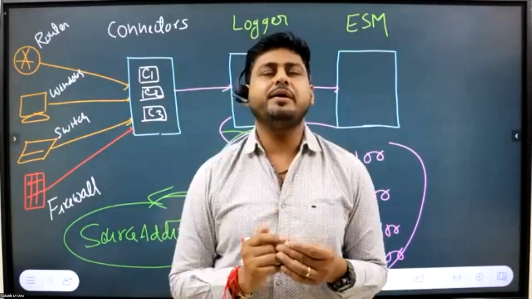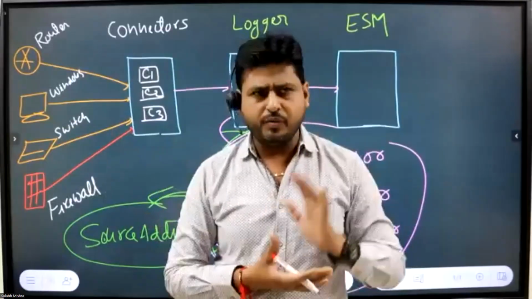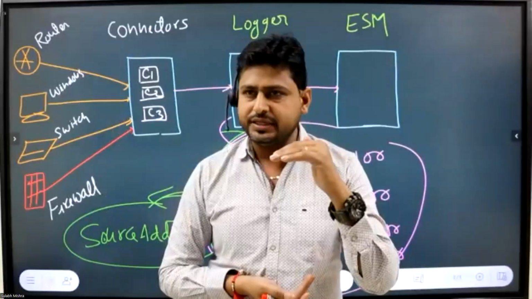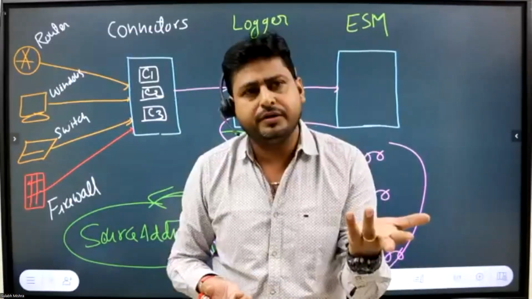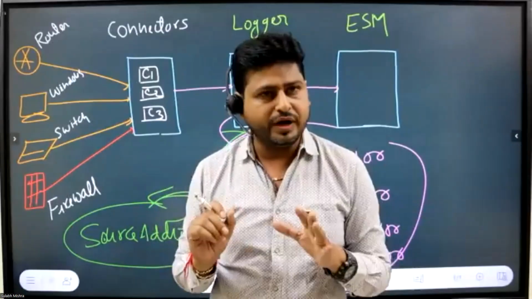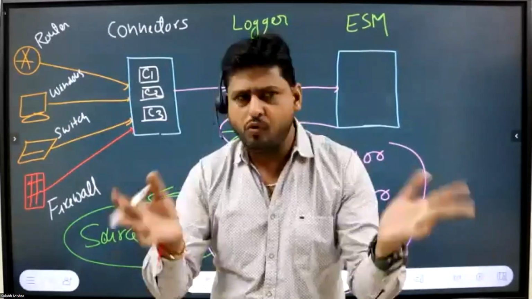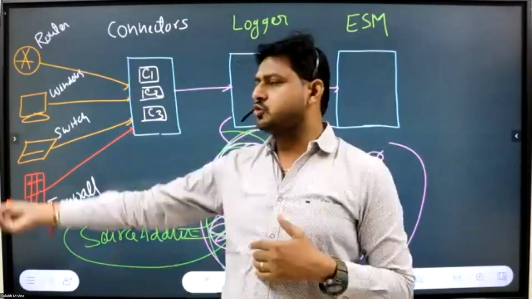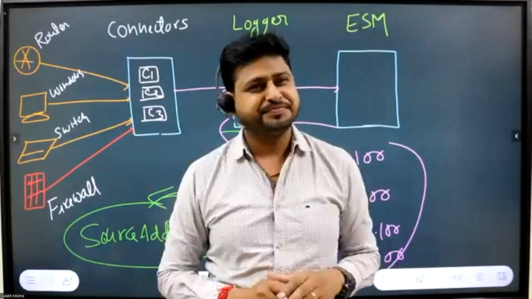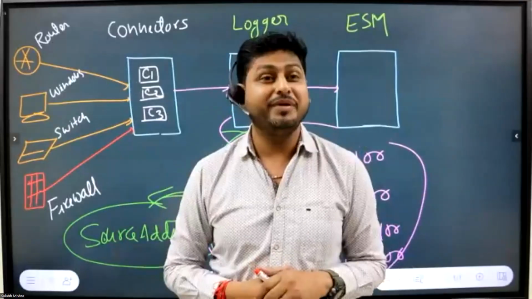ArcSight gives the names, for example, source address, destination address, source port, destination port, device action, this kind of common field set. Splunk also has a common field set, right? But the field set names are different. Like source underscore IP, destination underscore IP should be a common field set, but any SIM vendor can give their own names. But all the logs, once they come on the SIM, should be in a common format. Understand? Clear? This is called normalization.